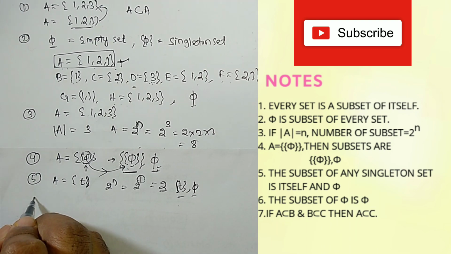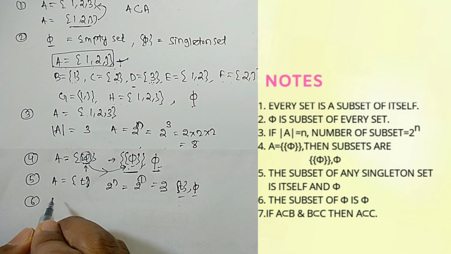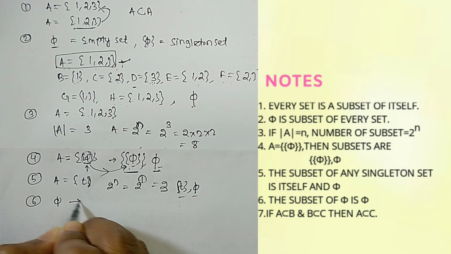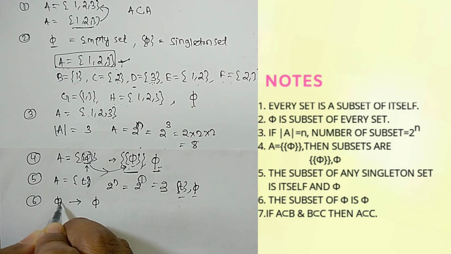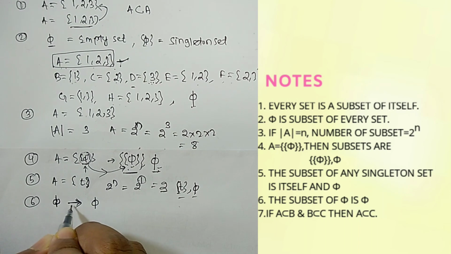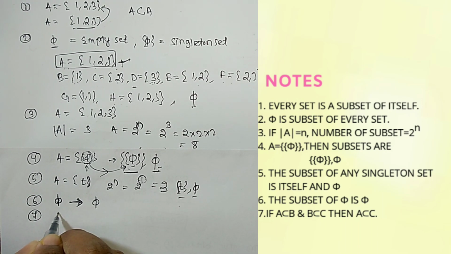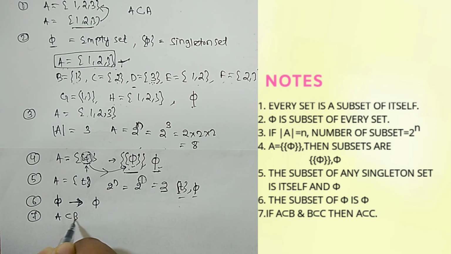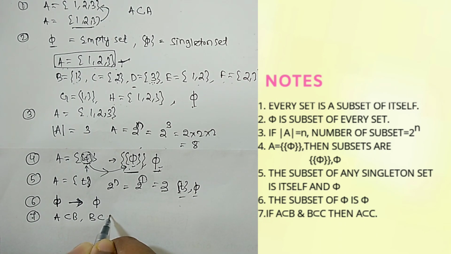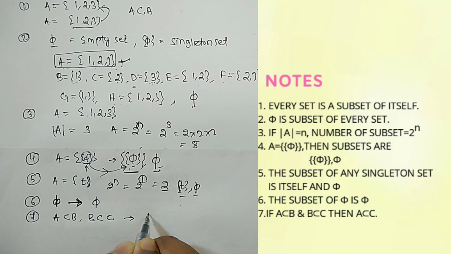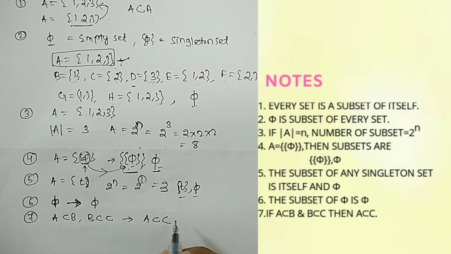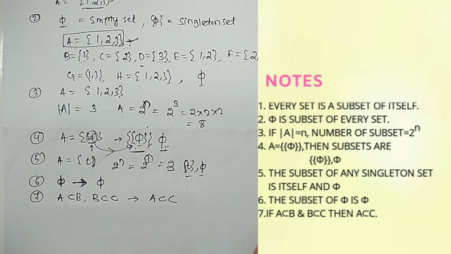And the next, point number 6, is: the subset of phi is always phi. So the subset of phi is a set, and the subset of the phi set is phi. And the next point is, consider if A is a subset of B and B is a subset of C, then A is a subset of set C. We can understand it more clearly by taking examples.